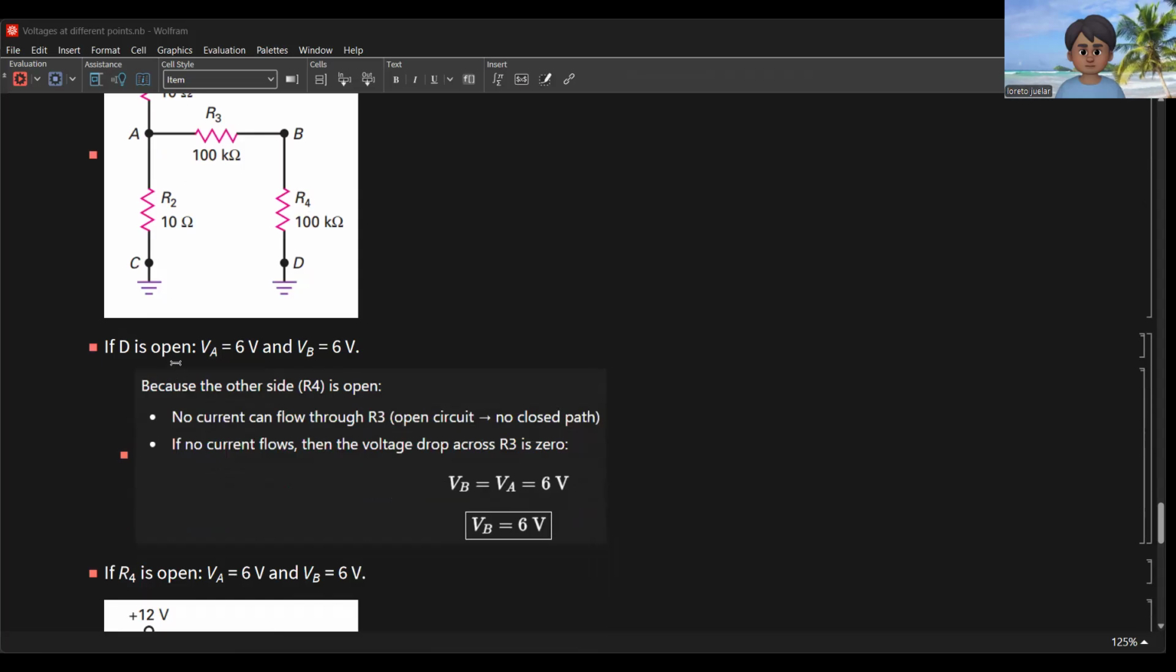How about if D is open? What are the voltages at point A and at point B? Because the other side R4 is open, no current can flow through R3. Open circuit, so no closed path. If no current flows, then the voltage drop across R3 is 0. So the voltage at point B is also equal to the voltage at point A. That is equal to 6 volts. So the voltage at point B is equal to 6 volts also.